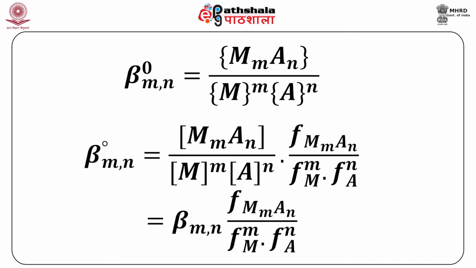The law of mass action is valid only when the activities are used instead of concentrations, because the activity of a species is equal to the product of its concentration and its activity coefficient. We have the above relation between the stoichiometric equilibrium constant involving the concentration and the thermodynamic equilibrium constant involving activities, where the curly bracket represents the activities of different species involved and beta naught mn is the thermodynamic overall stability constant. Terms in the square bracket denote the concentrations of the species involved in the reaction, and beta mn is the stoichiometric stability constant.